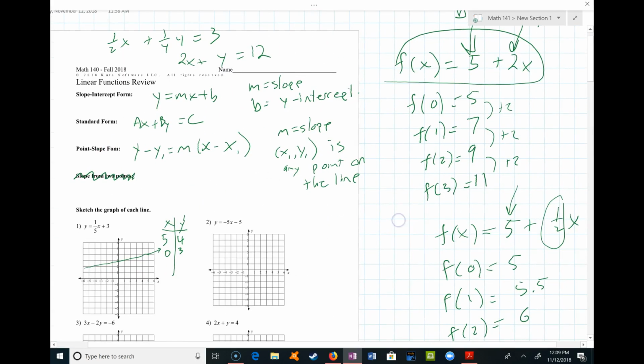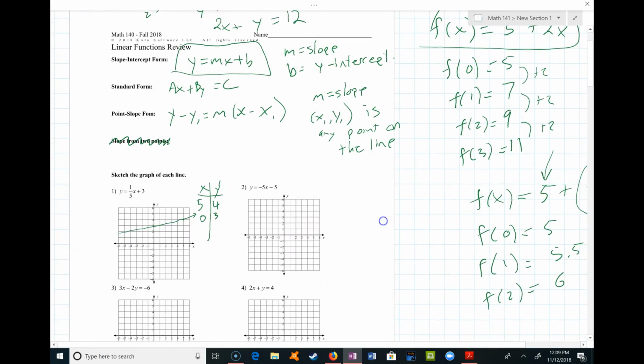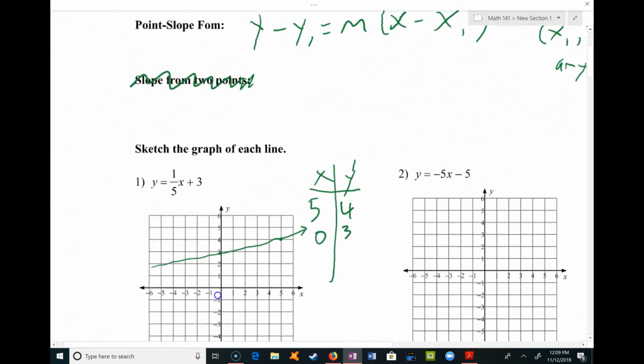Remember we talked about up here, this is slope-intercept form, and we know that the b is the y-intercept, and the m is the slope. So when I look at this, I should be able to recognize that as slope-intercept form. So 1/5 is the slope, and 3 is the y-intercept. So the slope being 1/5 means that it's going over 5 and up 1. So all I need is a point on the line, and that's what this gives me.